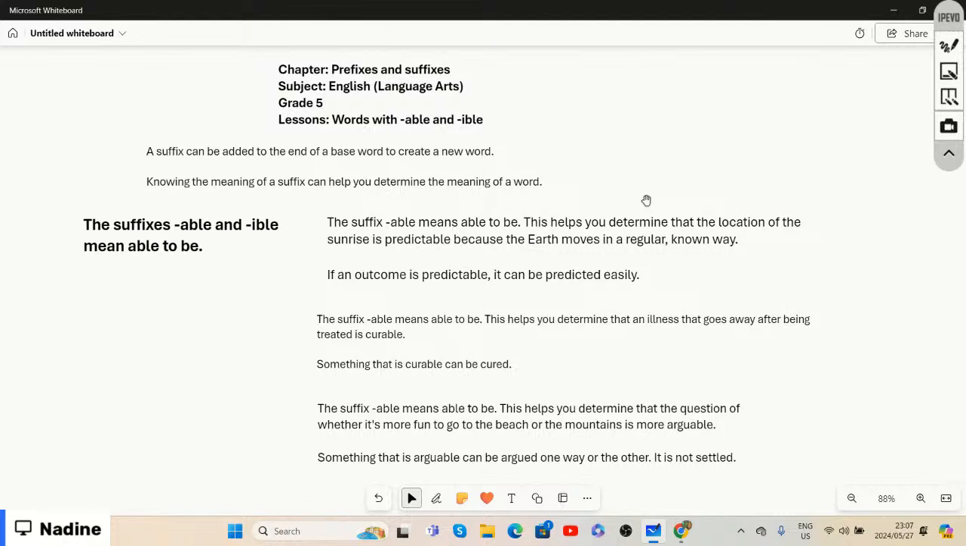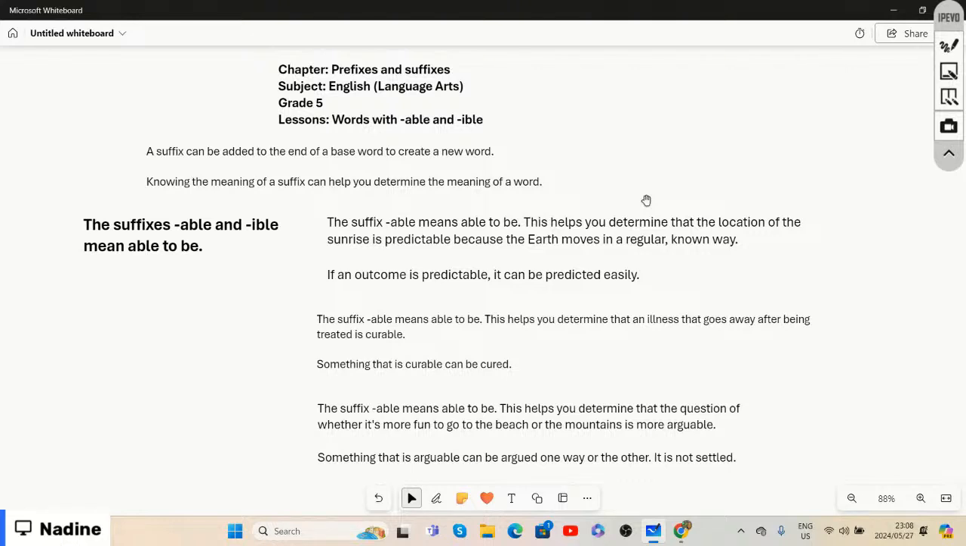Once you add a suffix to the end of your base word, it creates a new word. And once you create the new word, it changes the meaning of that word. It is also easier for you to know the meaning of the suffix. So, for example, words with able: as much as it's just a word, it's not something that can stand on its own, it's a word that needs to be added to another word in order to make sense or to create the word.